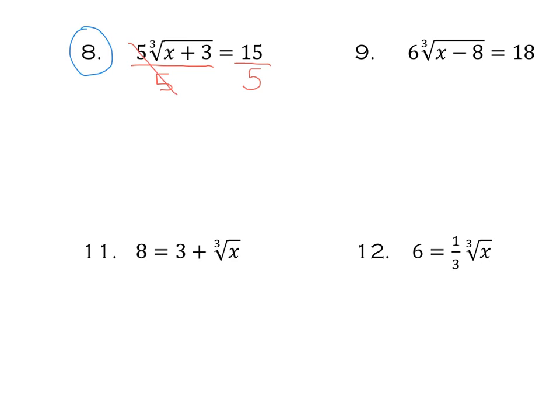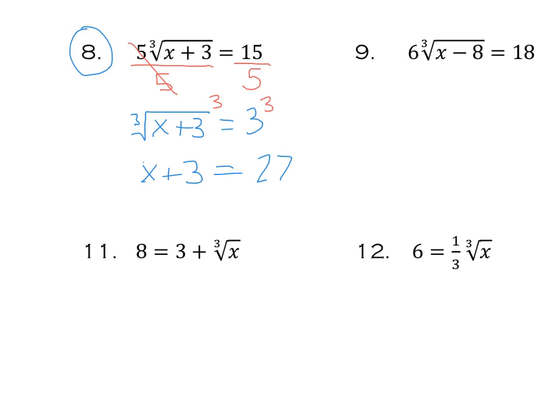Doing that, the 5's cancel on the left and leave us with just the cubed root of x plus 3. And on the right, we have 15 divided by 5, which is 3. Now, we've got the radical on one side of the equal sign and everything else on the other, so we will cube both sides. Cubing the cubed root of x plus 3 leaves us with just x plus 3. And 3 cubed is 3 times 3 times 3, which is 27.